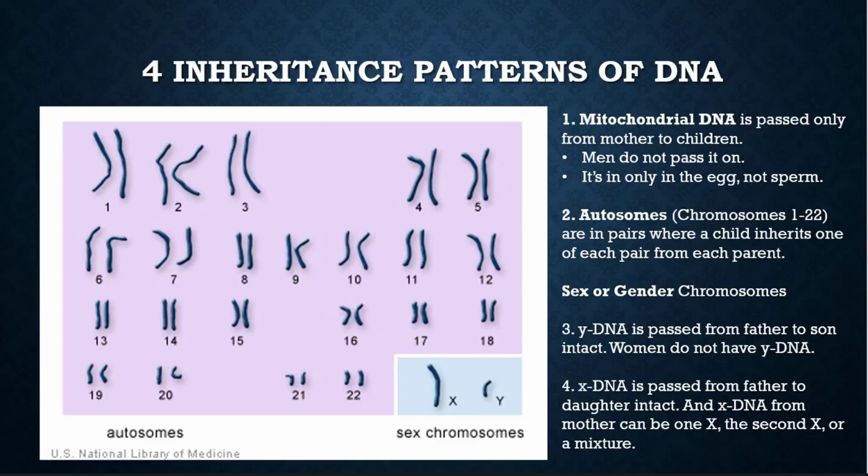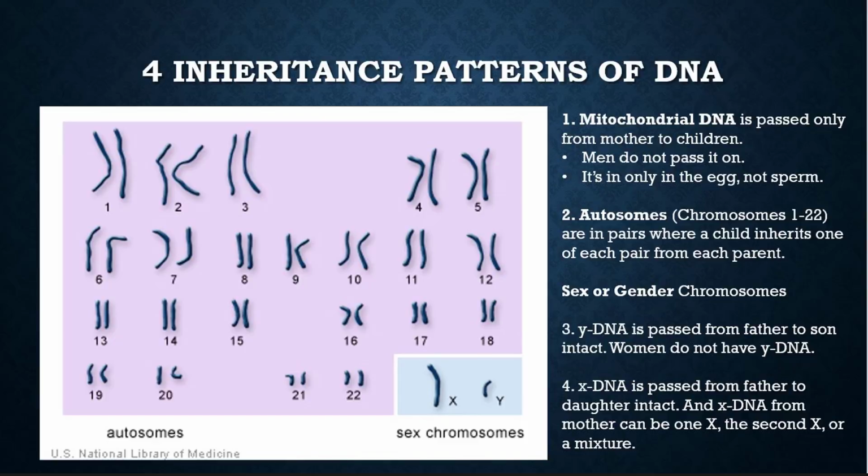Autosomal DNA, chromosomes number 1 through 22, are in pairs. So you get one of each pair from each parent. So that's a different inheritance pattern. You get one number 1 from mom. You get one number 1 from dad. You get one number 22 from mom. You get one number 22 from dad. So that's a different inheritance pattern than mitochondrial DNA.